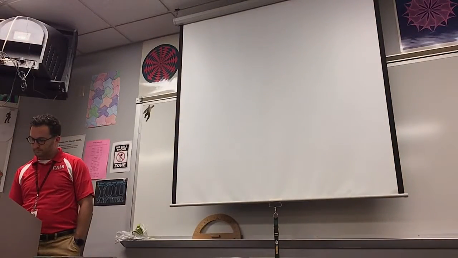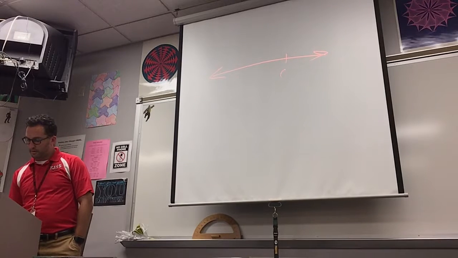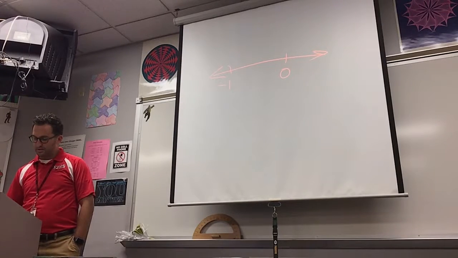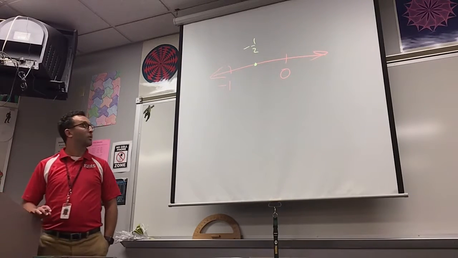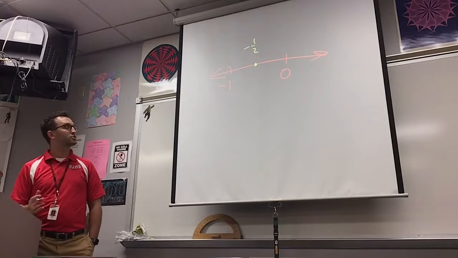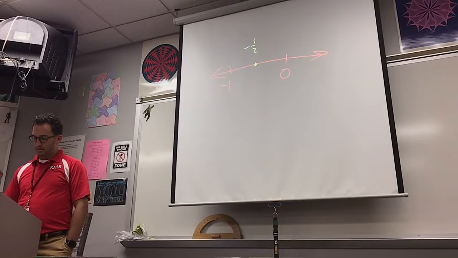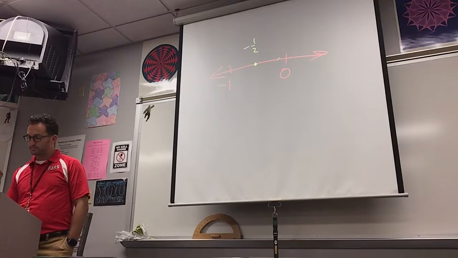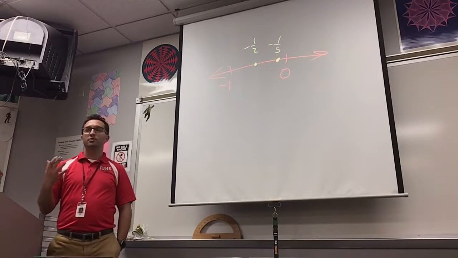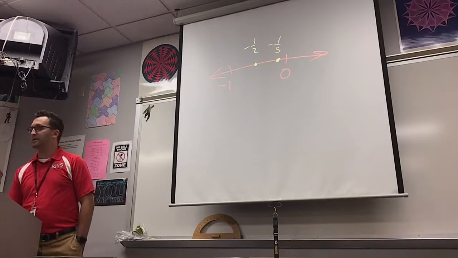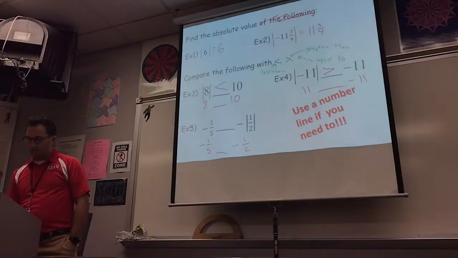Okay, so here's my number line. Here's 0. There's negative 1. It's pretty easy to find 1/2, right? It goes right here. That's negative 1/2. But where's negative 1/5? Is it closer to 0 or closer to negative 1? Ian? 0. It's closer to 0. So that's negative 1/5. So is negative 1/5 greater or less than negative 1/2? It's greater because it's more in the positive direction. Okay? So it's going to be greater.